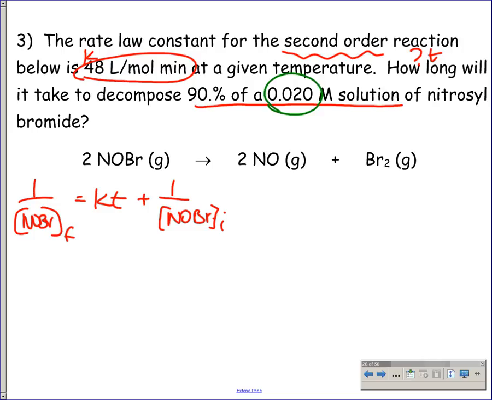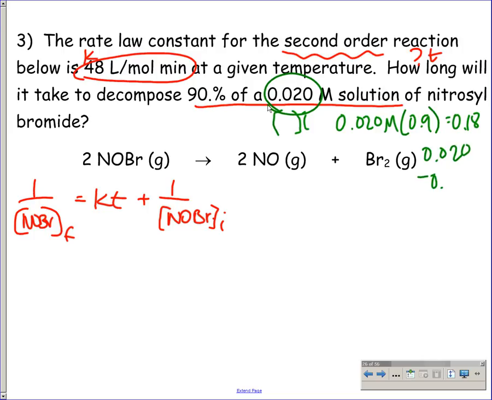So what is this? Initial. Okay, that's our initial concentration. What's our final concentration? How do I get it? 10% of that. Or since 90% has decomposed, you can say 0.020 molar times 0.9 gives you 0.18. So that much is decomposed, leaving us with a very small amount, right? So you can take 10% of that. I'm just going to show you the longer process, just so you understand actually what's happening.